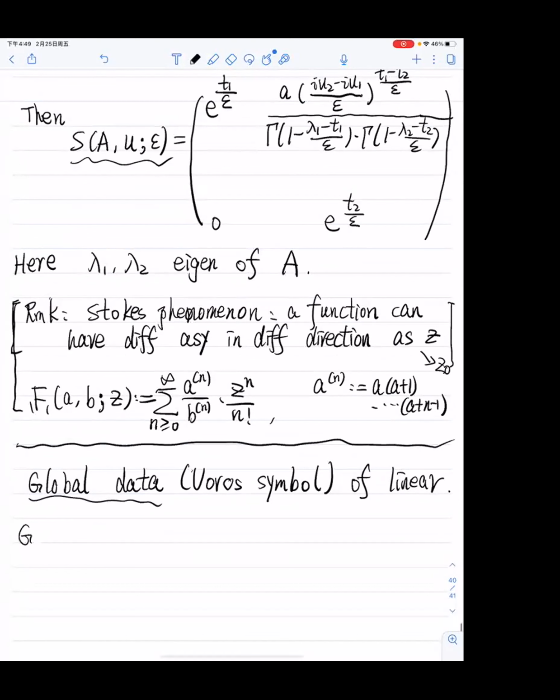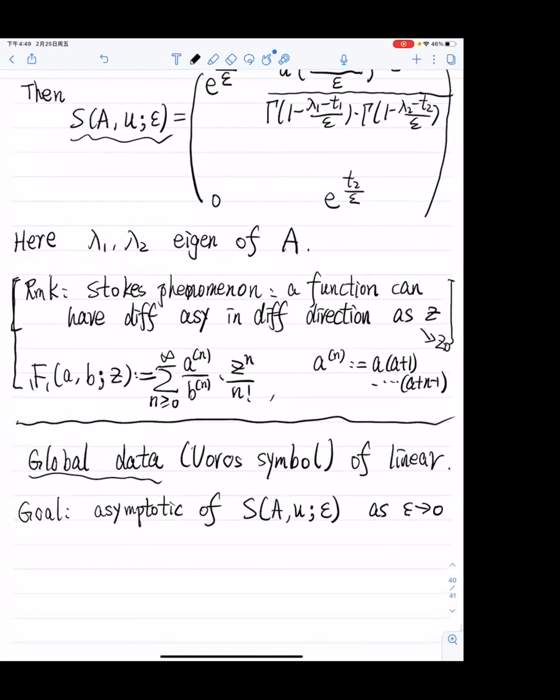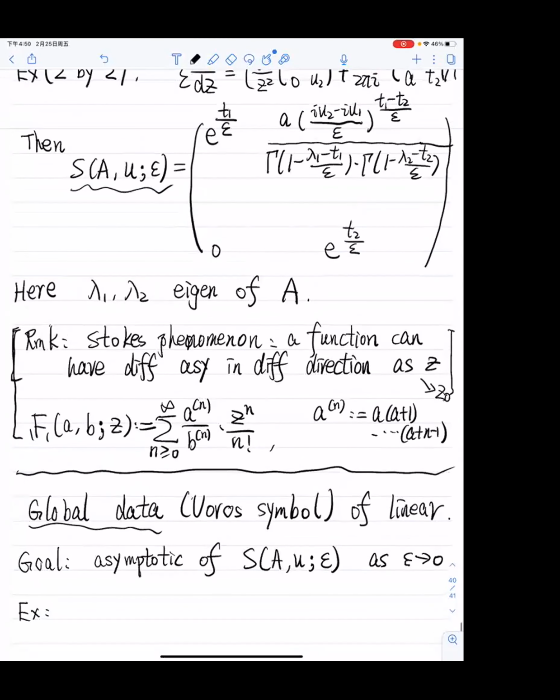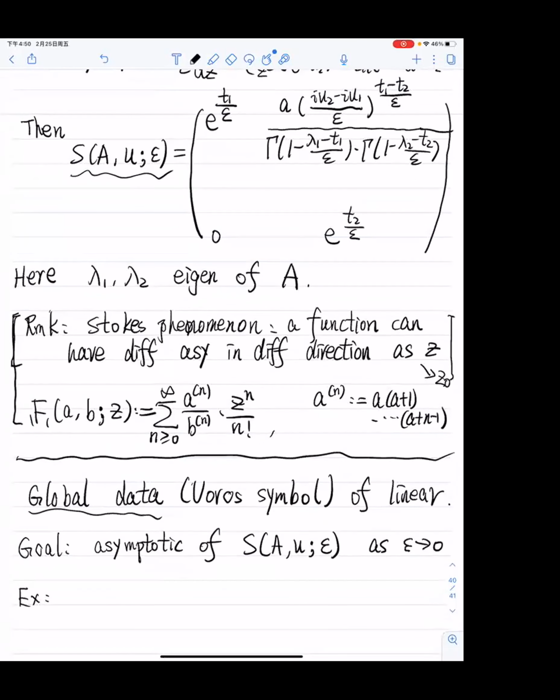And in the following, my goal is to study and try to understand the asymptotics of this global monodromy, which is simply the invertible Stokes matrix, as epsilon goes to 0, to try to understand the leading asymptotics of this object. In the 2x2 case, if we look at the explicit formula and use the expansion formula for the gamma function, we can see that the leading asymptotics take this exponential type.